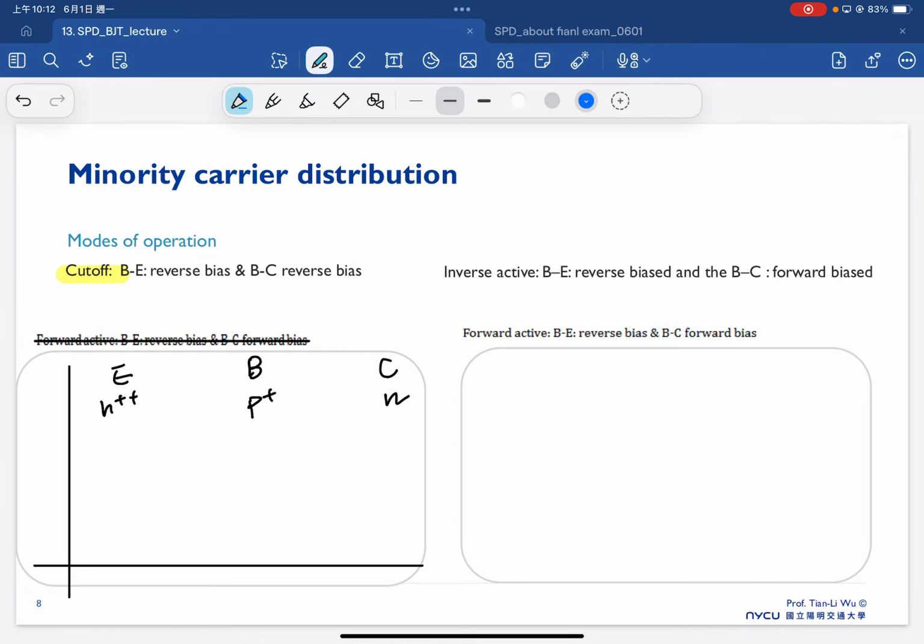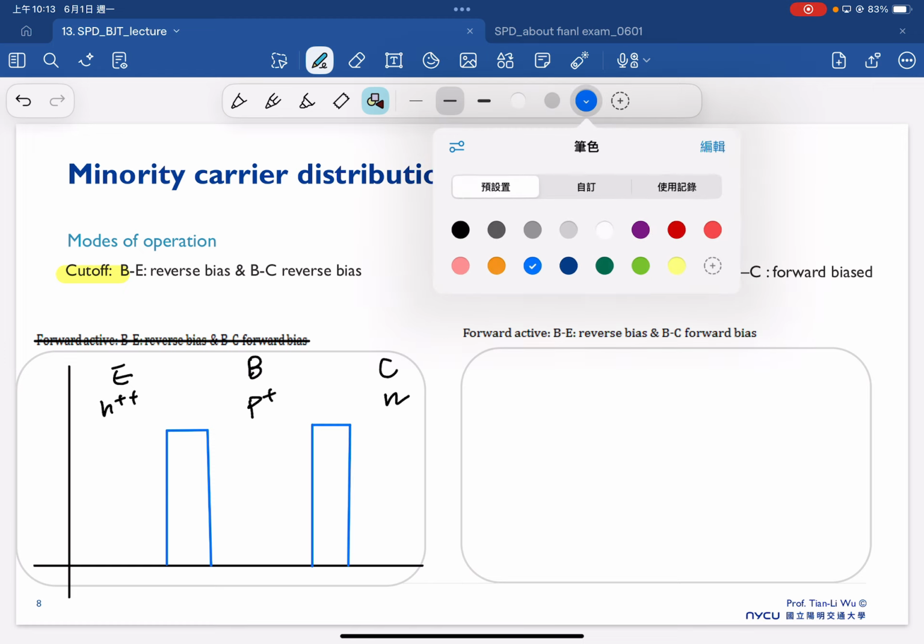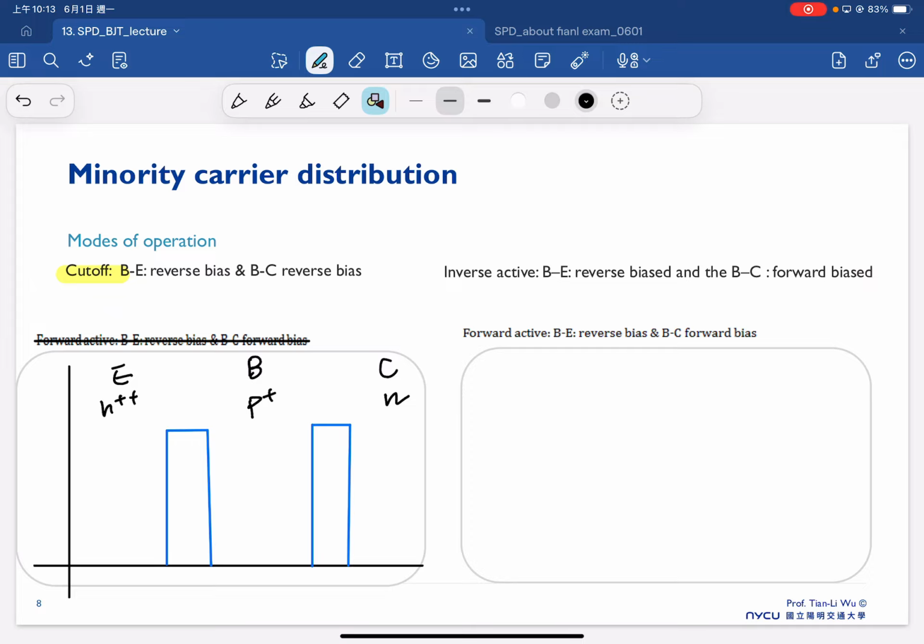And again, this is the depletion width between the emitter and base, and also between the base and collector. And we draw the static minority carrier concentration, which is PE0 and NB0, and also the PC0 here.